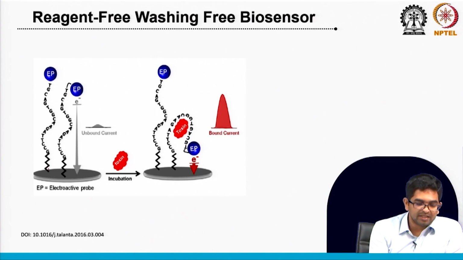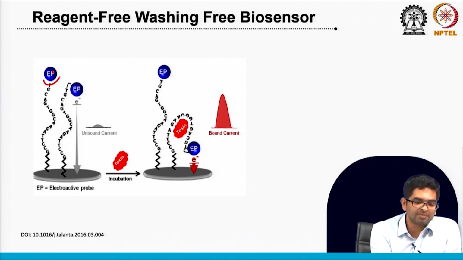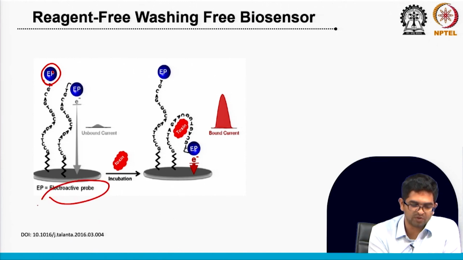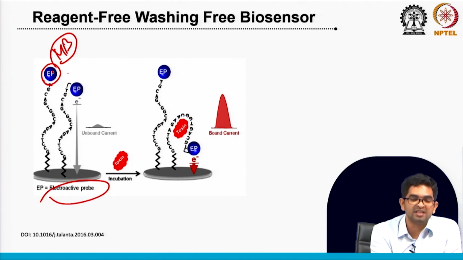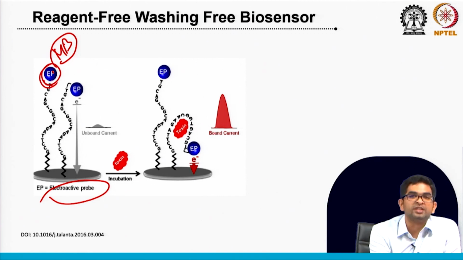See, this is kind of like aptamer sensors or DNA sensors, where one part we can tag with the electron mediator or electroactive probe, suppose methylene blue. Methylene blue is very highly electrochemically active. It can show a very good signal, very good electrochemical behavior. So we can conjugate it to one part of the DNA, or maybe the aptamer.